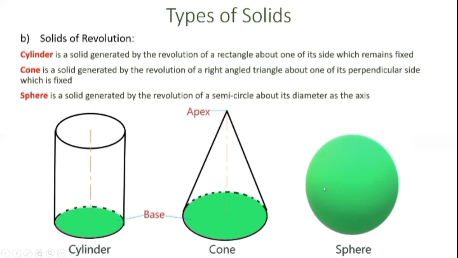Then a sphere. For a sphere, we can simply take the example of a football or a cricket ball, which when we see from any angle, from any view, like front view, top view, and side view, we see a circle. A sphere can also be defined as a solid generated by revolving a semicircle about its diameter as the axis.